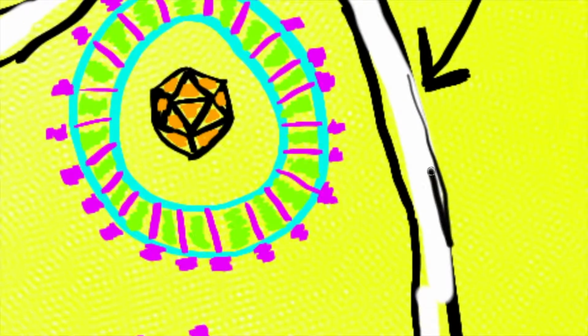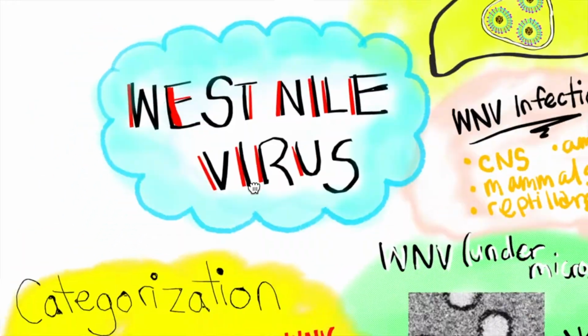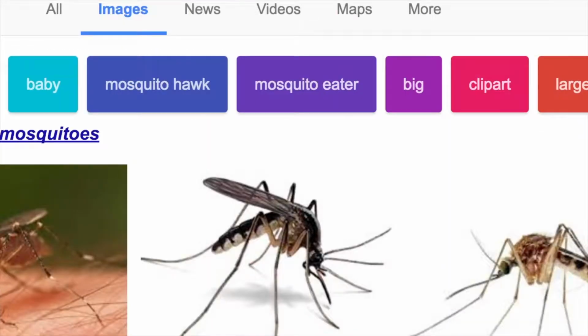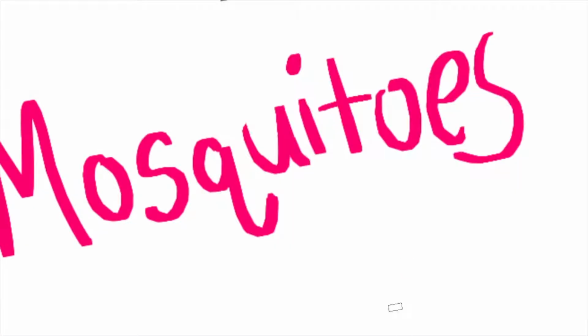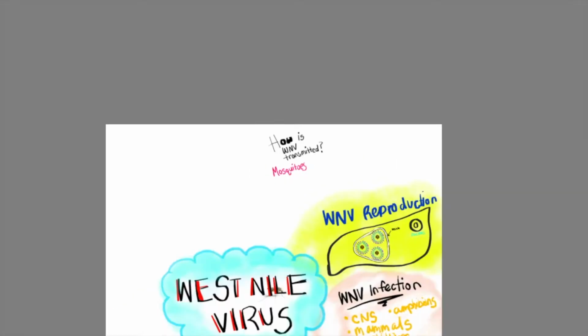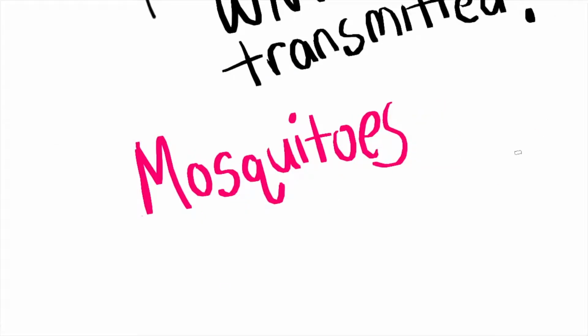What are some symptoms of someone infected with West Nile virus? Well, most people infected with West Nile virus actually don't have any signs or symptoms, and it's only around 20% of people who are infected that develop a mild infection called West Nile fever. The common signs and symptoms of West Nile fever include fever, headache, body aches, vomiting, diarrhea, fatigue, and skin rash.